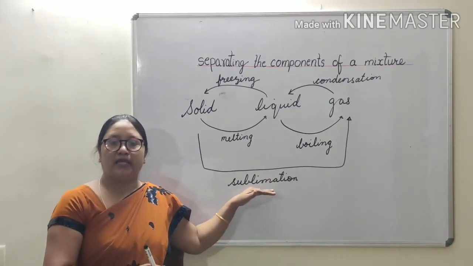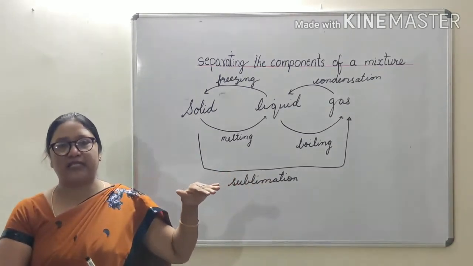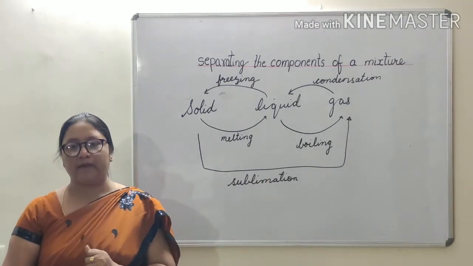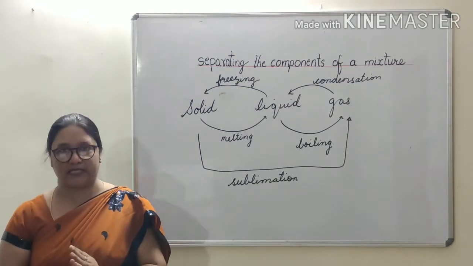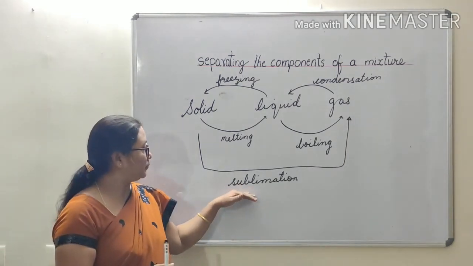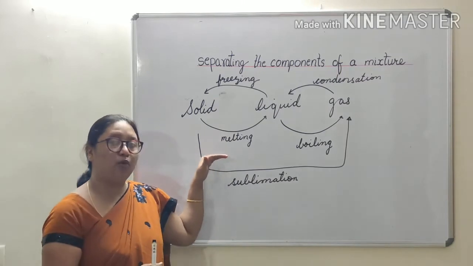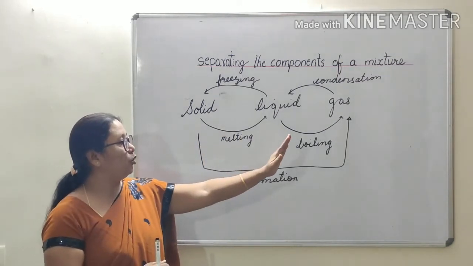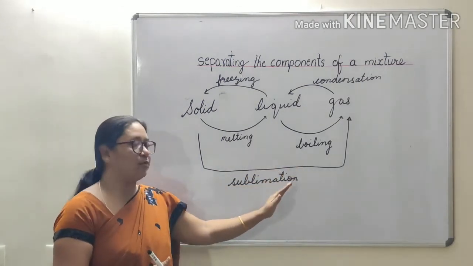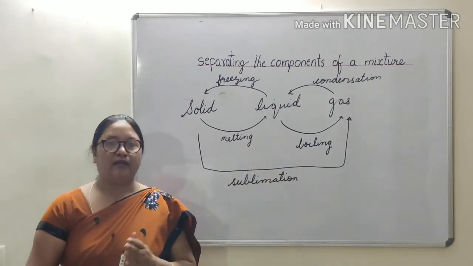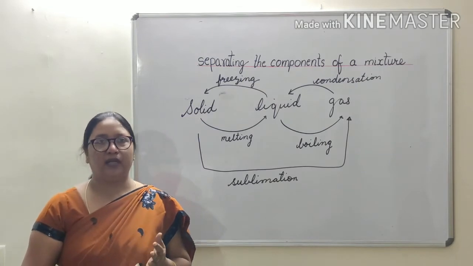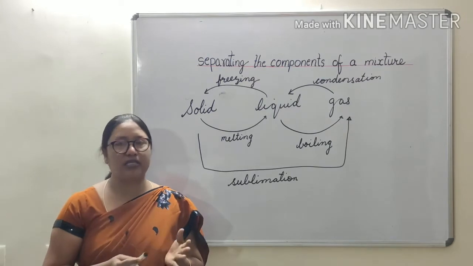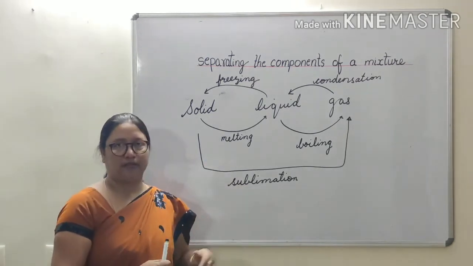Here the volatile substances can be separated from non-volatile substances. The substances which are more volatile in nature will change to vapor state. So that process is called sublimation. A few examples are camphor, naphthalene balls, ammonium chloride, iodine. So these are a few examples of sublimation.